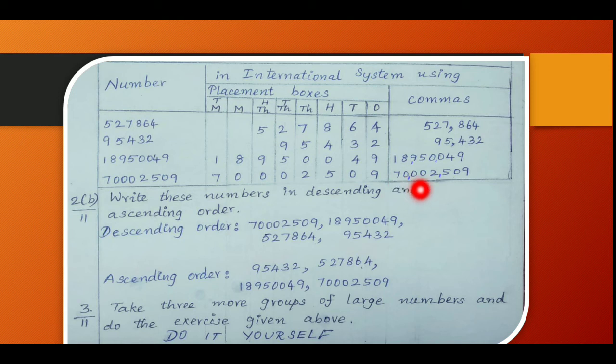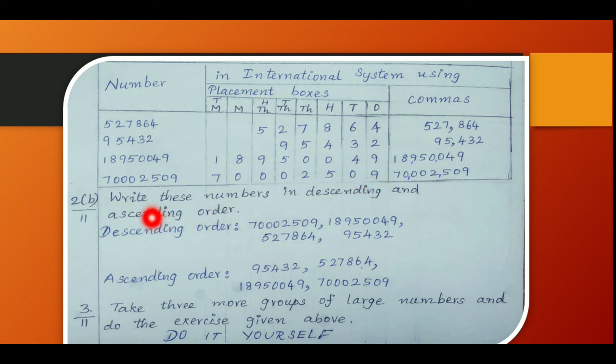so 70 million 2509. This one is 18 million 950,049. This number is 95,432. That's all. Now we have read the numbers. We have written the numbers in international system using placement boxes and also using commas.